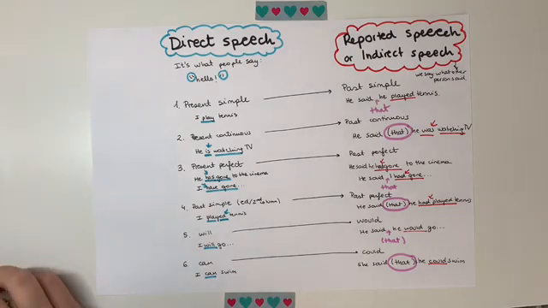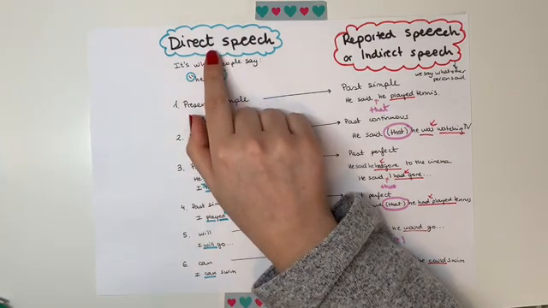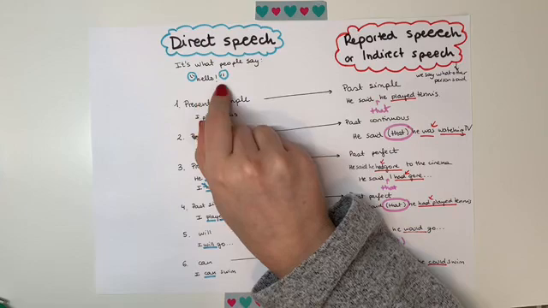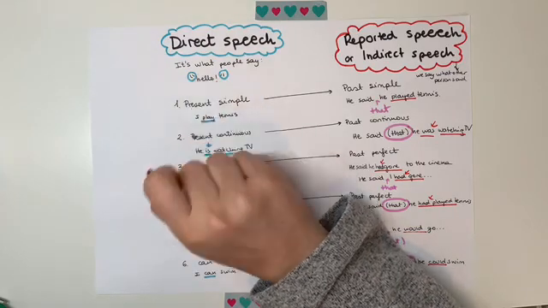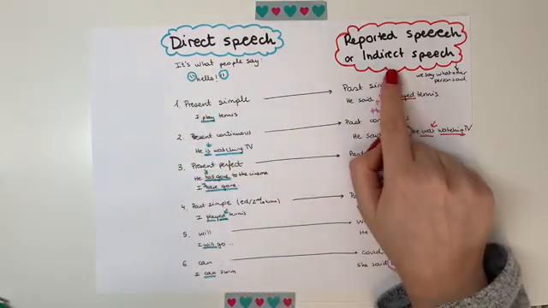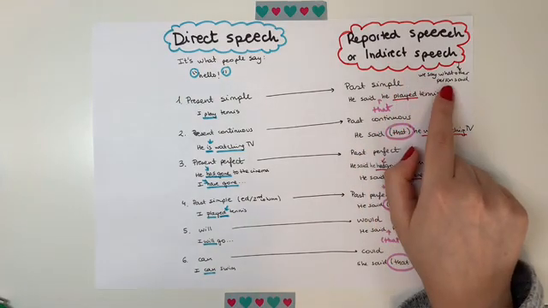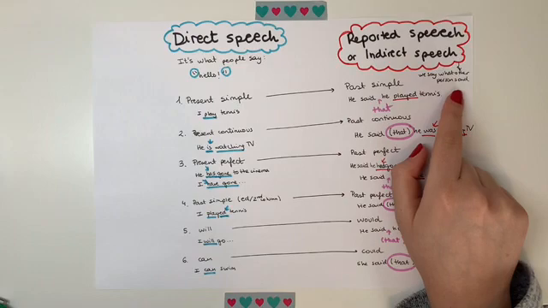In this case, we know that direct speech is what people say and you quote it, okay? You put these lines, you quote and say hello, and then you write it like this. And then reported speech, or indirect speech, is what we say about what another person said.